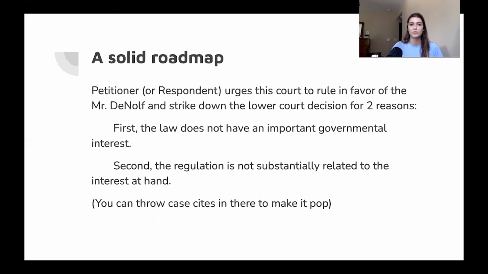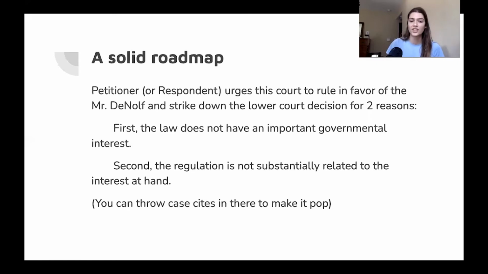I usually do this just because it's a good thing to clarify, because the lower court decision is a part of our case problem that we're given. So you're going to strike down or uphold the lower court decision for two reasons. First, the law does not have an important governmental interest. Second, the regulation is not substantially related to the interest at hand.